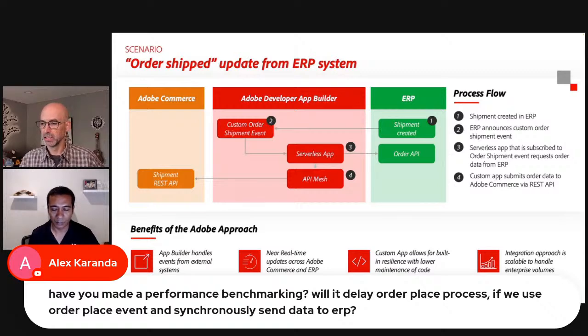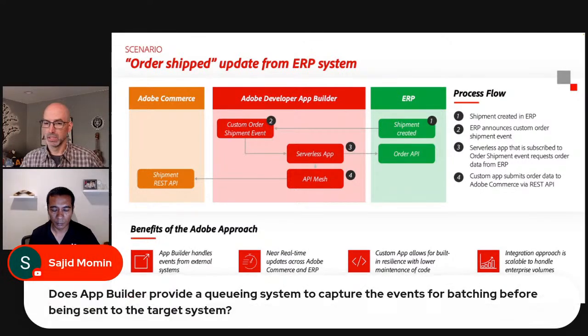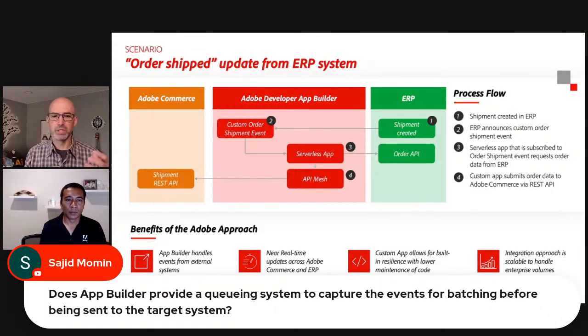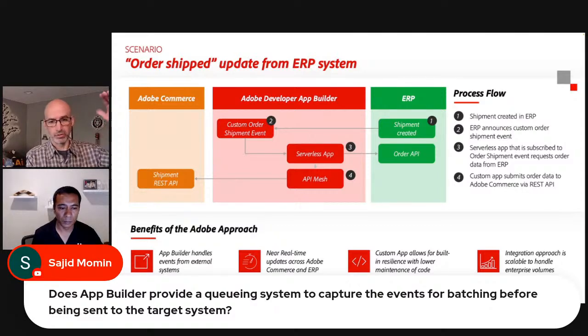Very good. Let's see. We have, let's go to this one. Said mentions, does App Builder provide a queuing system to capture the events for batching before being sent to the target system? And I think we talked about that in journaling, right? So that would be setting up your events as a journal, where it's a pull rather than a push, right? So it goes into this journal, as I think Surya mentioned, like 7 days, and I agreed. I think it's like 7 days where events would go in there, and then they would get pulled based on whatever logic you had built.